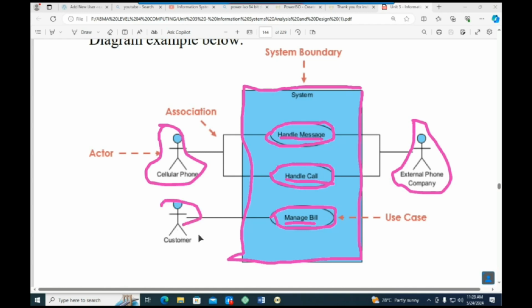And remember we said that the actors can be people or entities. For example, this one, customer, is a person. But if you look at cellular phone, this is a phone, it is an entity, not a person. That is why I said the actors can be people or entities. So cellular phone is an entity. This one is now an external phone company. So it could be something like Safaricom or Airtel. It is also an actor.